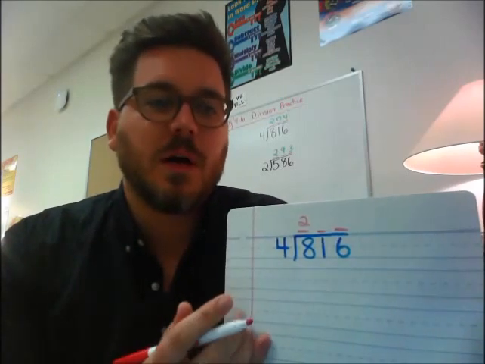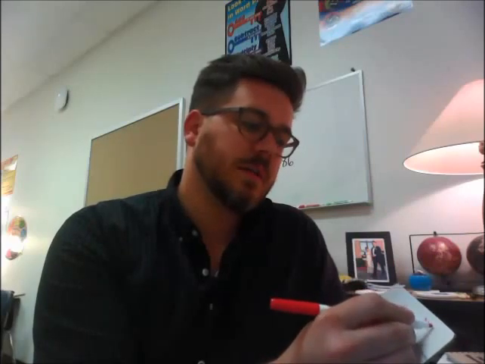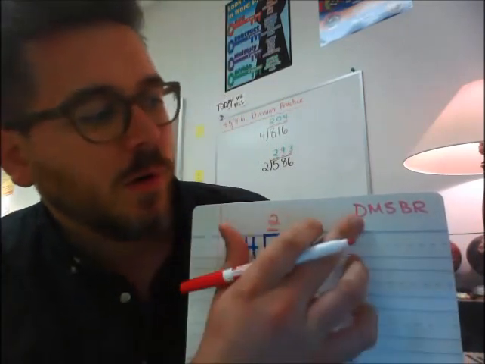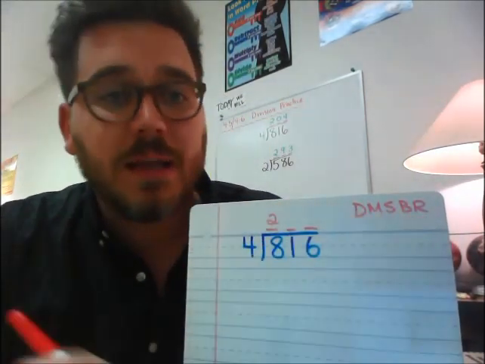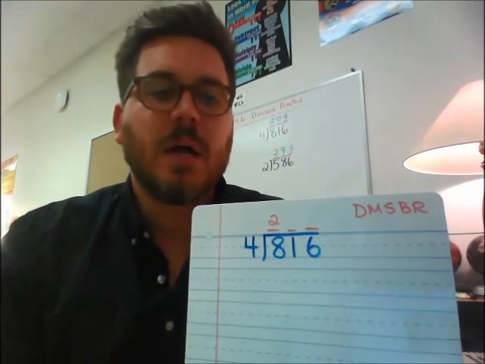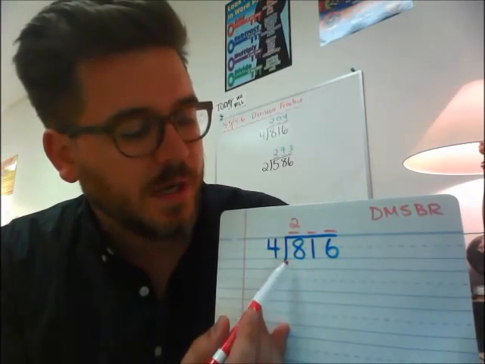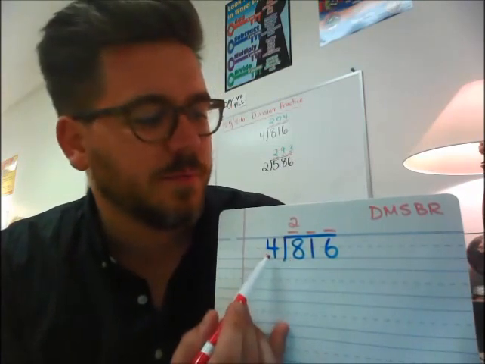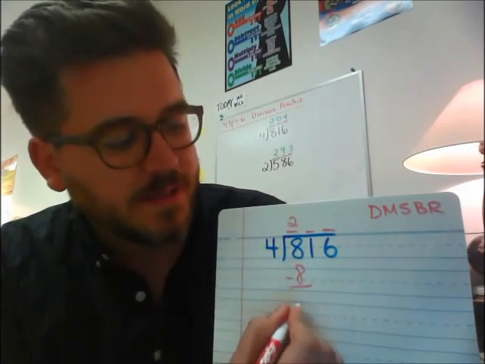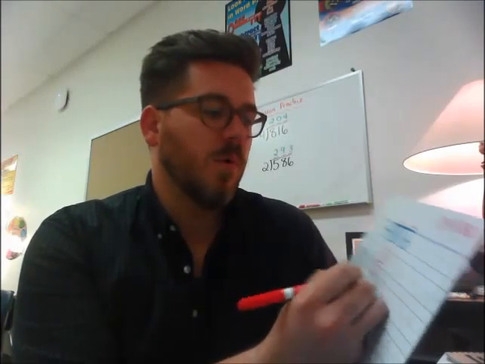The next step of the division process, as you know from last year, is DMSBR, or daddy, mommy, sister, brother, relative, or divide, multiply, subtract, bring down, and either redo, repeat, or remainder. So we're just going to keep reminding that process. We just did the division, or the D, of can I divide 8 into 4 groups? We said yes, 2 in every group. So 2 times 4 is 8. 8 minus 8 is 0. And then we're going to bring down the 1.